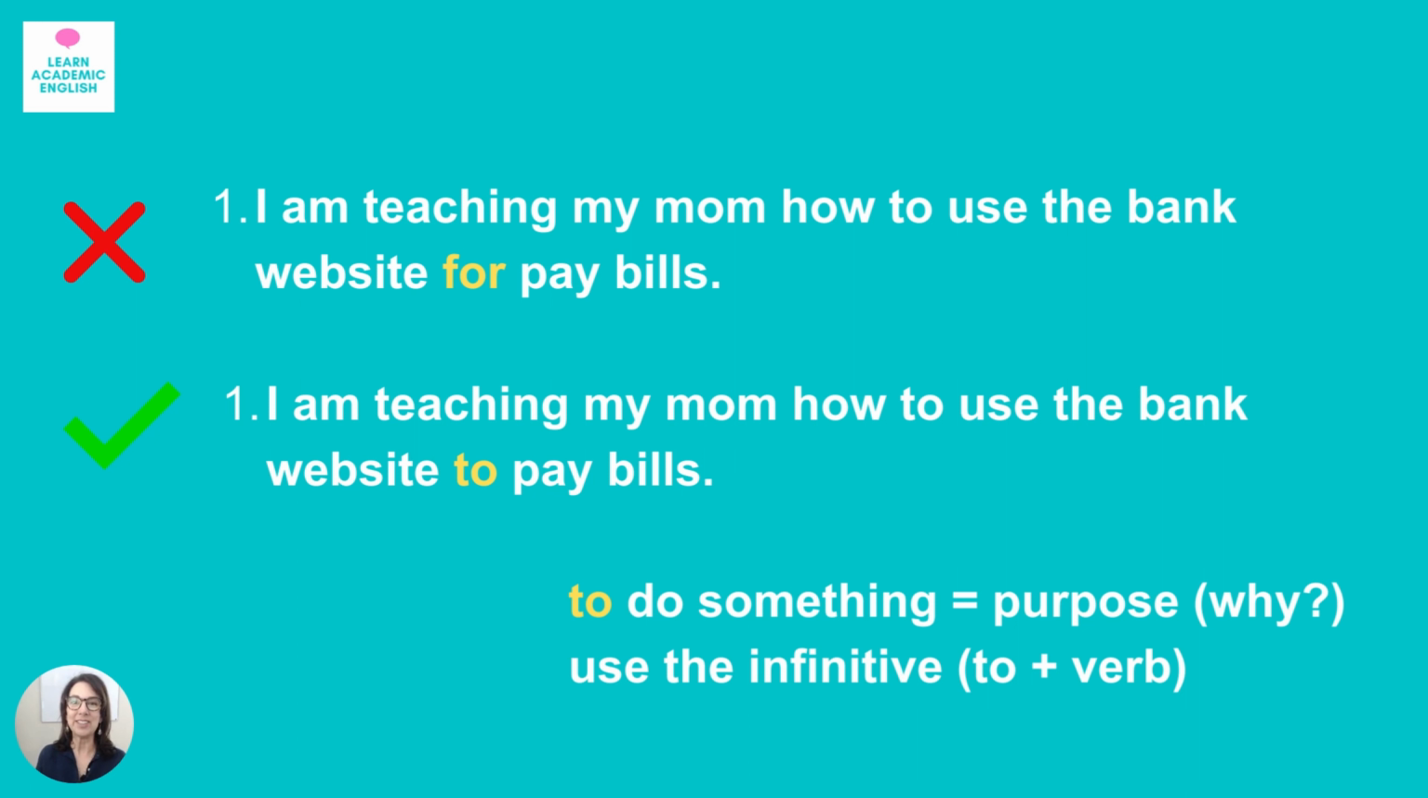So the problem here is the preposition for pay bills. We need to use the preposition to. Why? Because the preposition to can show purpose, as in order to, or why do you do something? Here, why does she need to use the bank website? The purpose is to pay bills. So in that case, we use the preposition to. You could also think of it as the infinitive of to plus the verb in the base form.